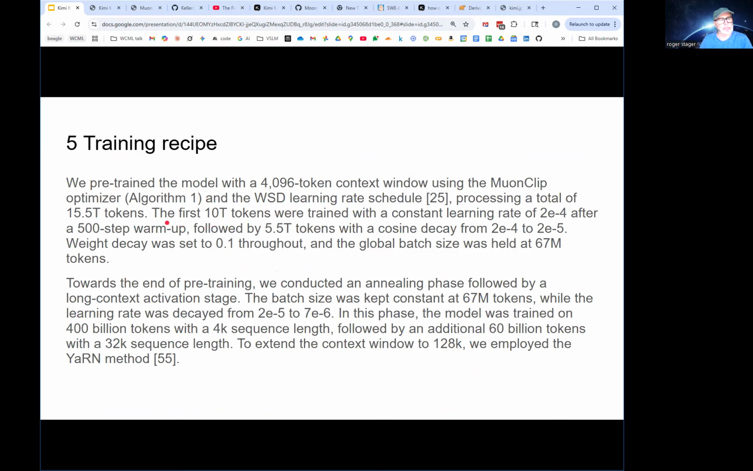There was another thing I noticed here. This is the learning schedule for the first 10 tera tokens. They used a fixed learning rate after a warm-up period. Yeah, they had a warm-up, and then they did a cosine decay, about an order of magnitude cosine decay. I'm guessing that's the 10 out of 15 tera tokens where they did that.